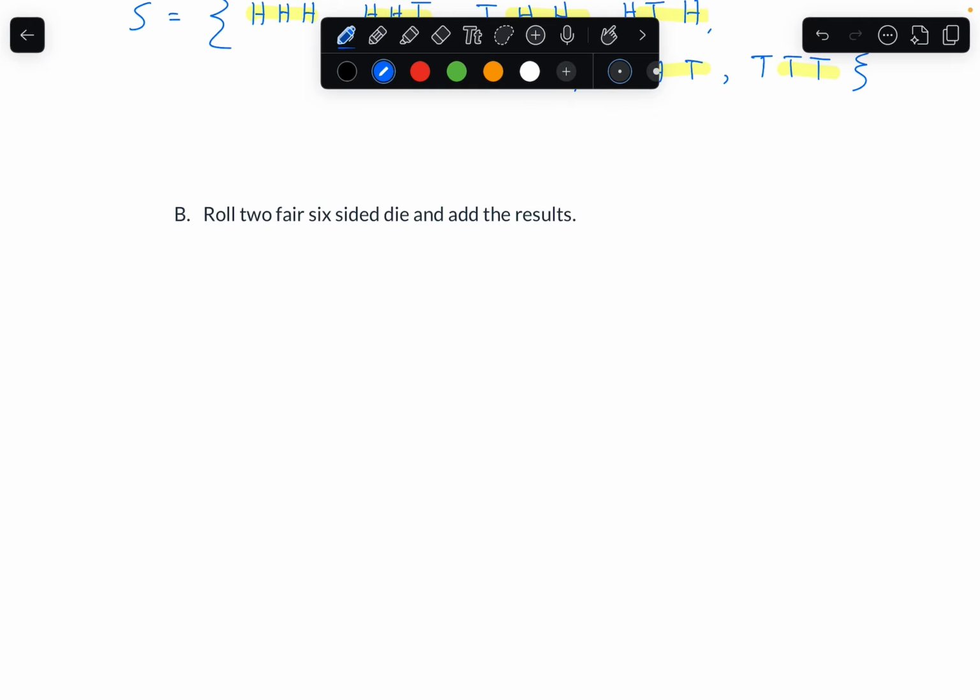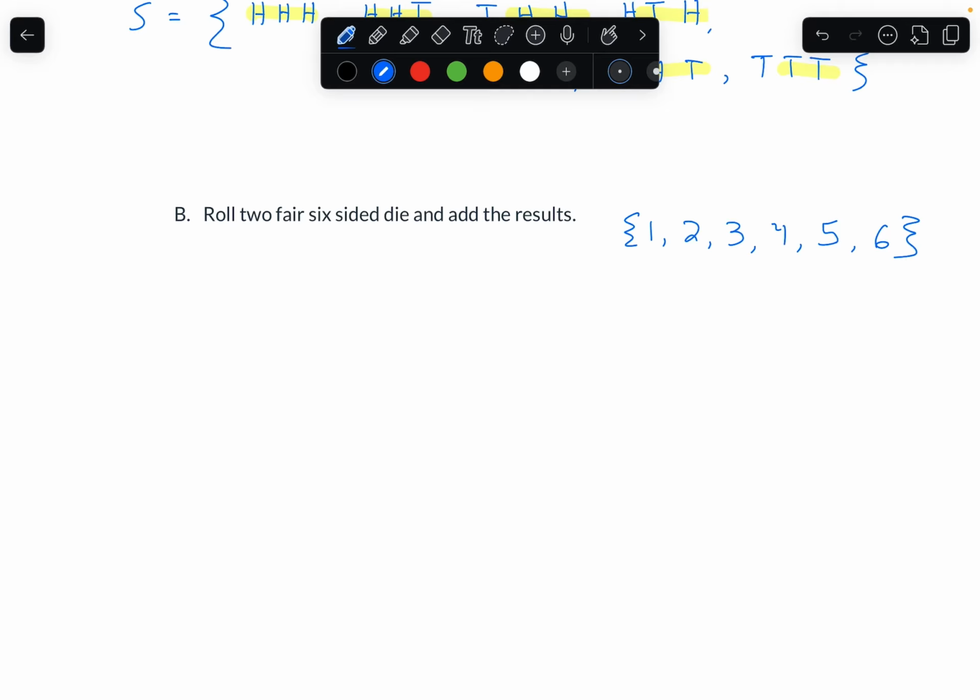I might have something like a sample space. If I wanted to think about the sample space for 1 single die roll, well, that would look like 1, 2, 3, 4, 5, or 6. And there's a lot of different ways that I could go about this. If I wanted to list the total sample space, or think about every single possible outcome for this experiment, because I have 2 different things I'm considering, right? I've got 2 fair 6-sided dice and then adding the results. I'm going to have to be a little bit creative about how I list the different outcomes.